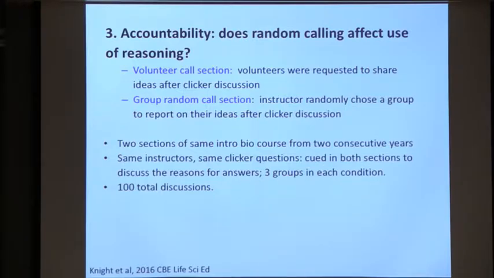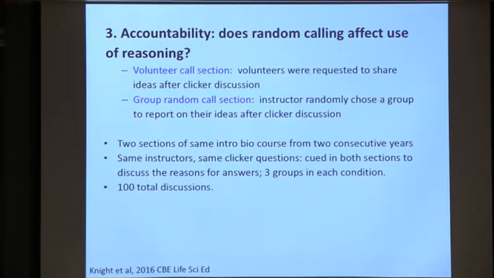Let me just tell you a little bit about the way we do our clicker questions. They're all just for participation credit. I don't teach these intro bio classes, but I teach genetics, and I do it the same for my students. It's just to get them there and engaged in the process. They don't get credit for being right. They just get credit for participating.